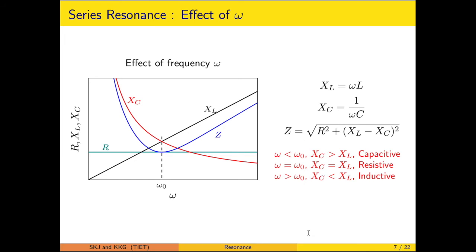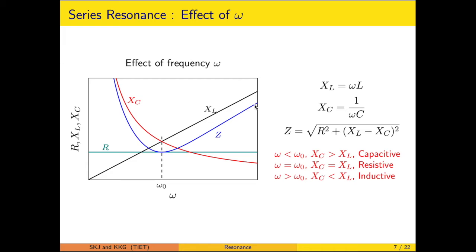Now the variation is plotted here. The impedance has three components: resistance, inductive reactance XL, and capacitive reactance 1 upon omega C. This is plotted with respect to frequency. Resistance is constant, not changing. XL, equal to omega L, increases linearly with frequency. Likewise, XC, equal to 1 upon omega C, has an inverse relationship.